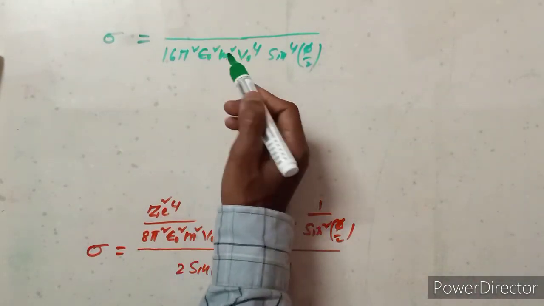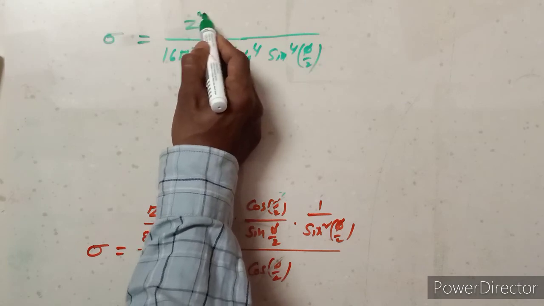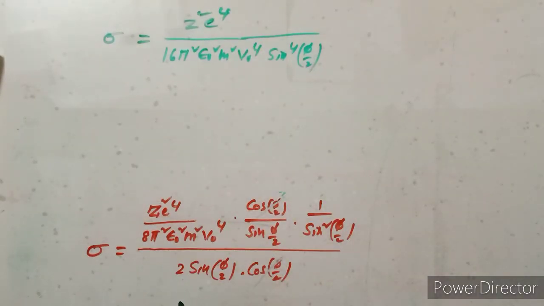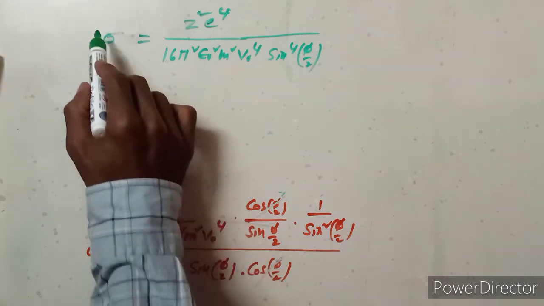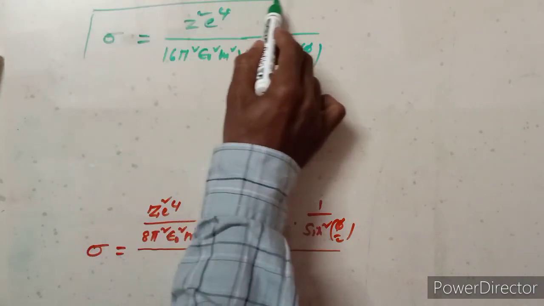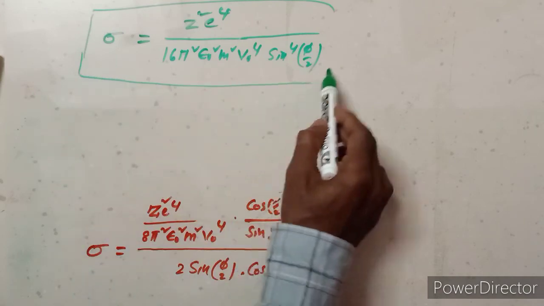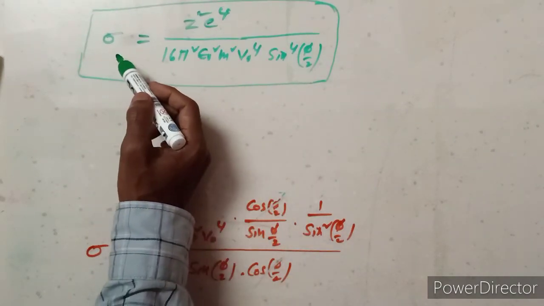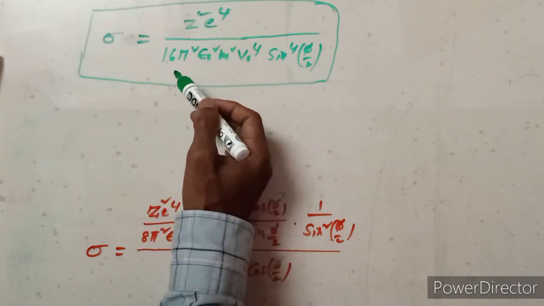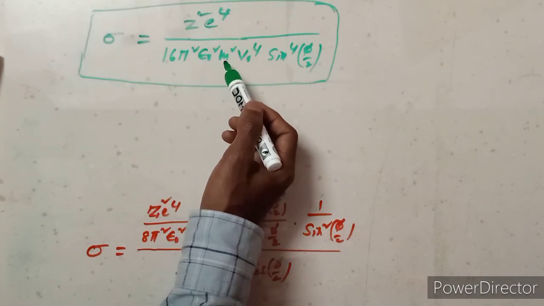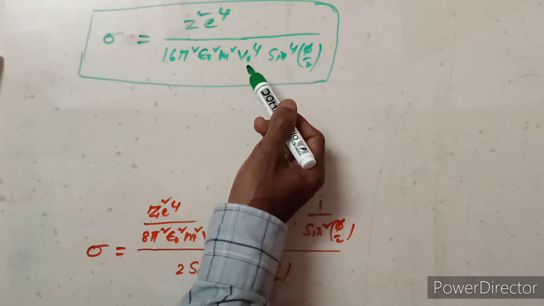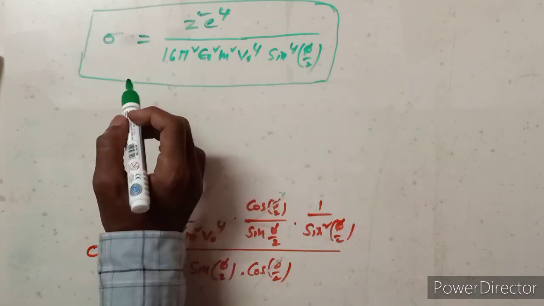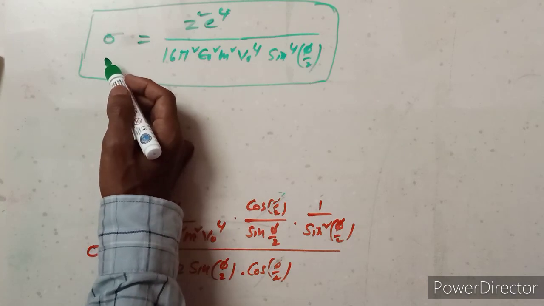The numerator is z square e to the power of 4. This is the scattering cross section. Sigma equals z square e to the power of 4 over 16 pi square epsilon naught square m square v naught to the power of 4 sin to the power of 4 phi upon 2. So this is the scattering cross section.